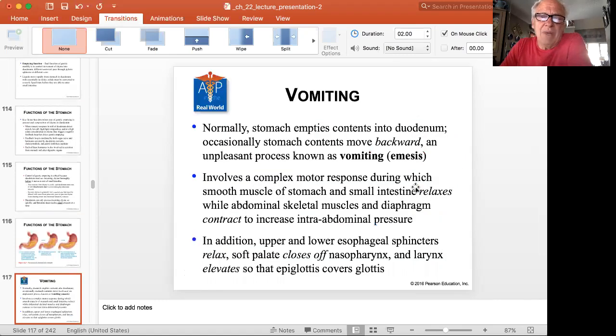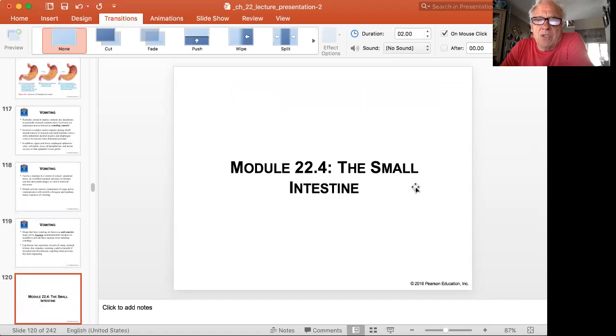Go with something that makes you vomit. Emesis would just be the pressure building up in the stomach and forcing food back out. You can read through that information.